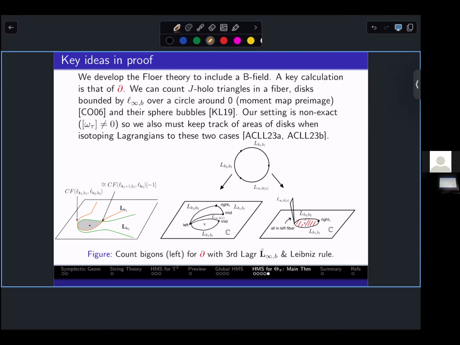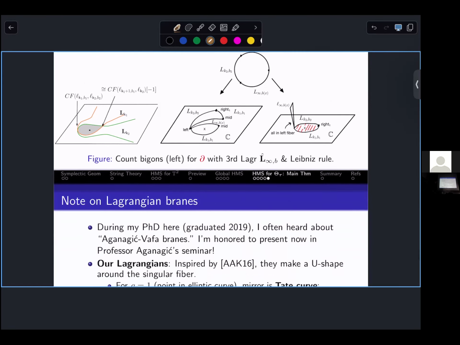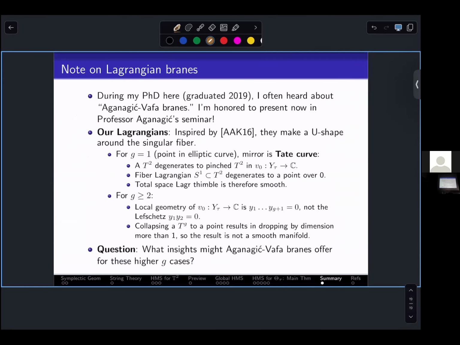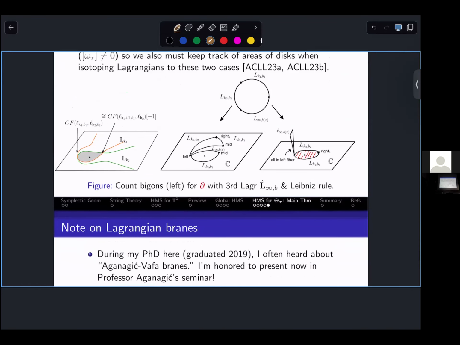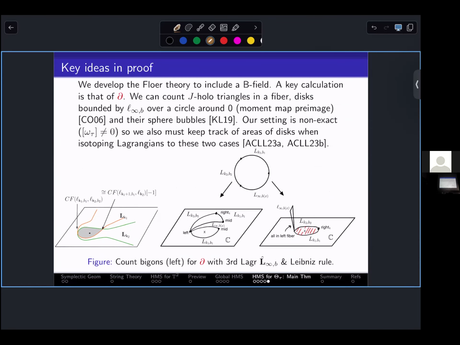Okay. And so, a note on Lagrangian branes. Sure. Well, especially something like the Lagrangian in the middle picture. In this one, yeah, we isotope.